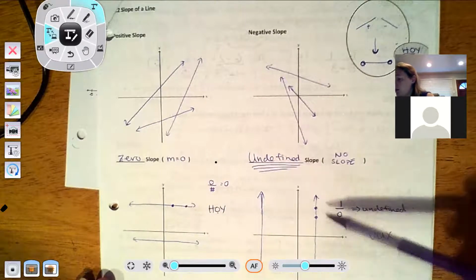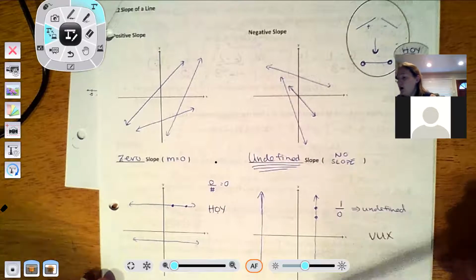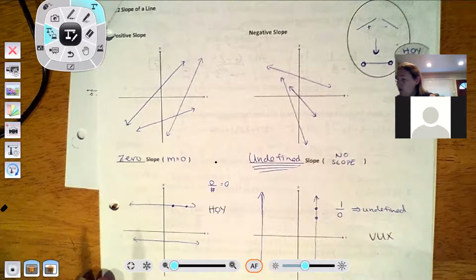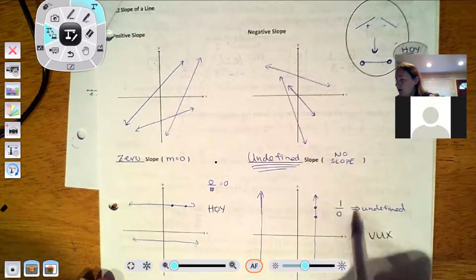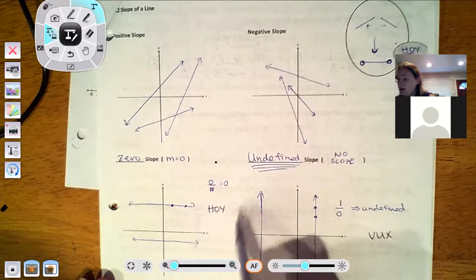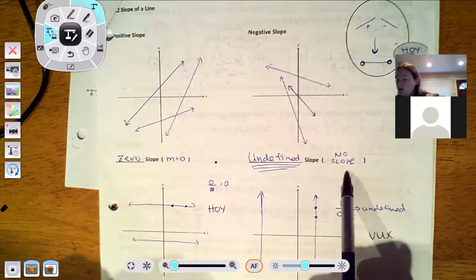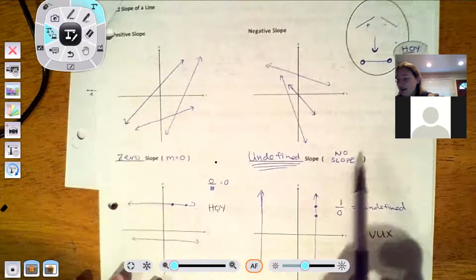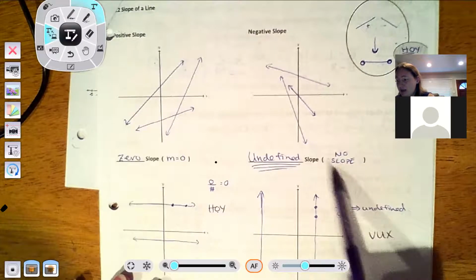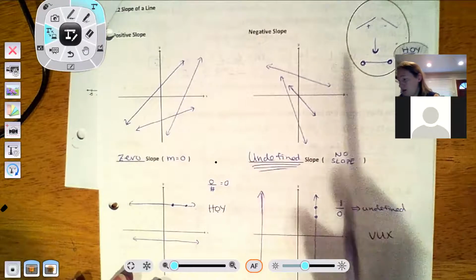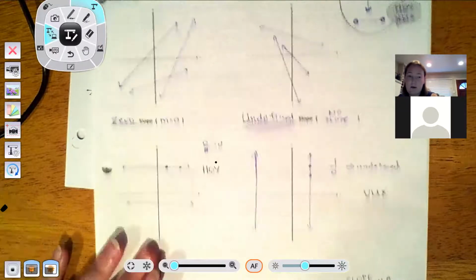Undefined slope is the one that's straight up and down vertically. It's that vertical case. If you think about rise over run, you'll realize you can't divide by 0, so that's the undefined. Sometimes people call it no slope. No is different than 0, and it can be a little bit confusing. I don't particularly like that phrasing. Undefined is definitely my preferred phrasing for that. It's less confusing.